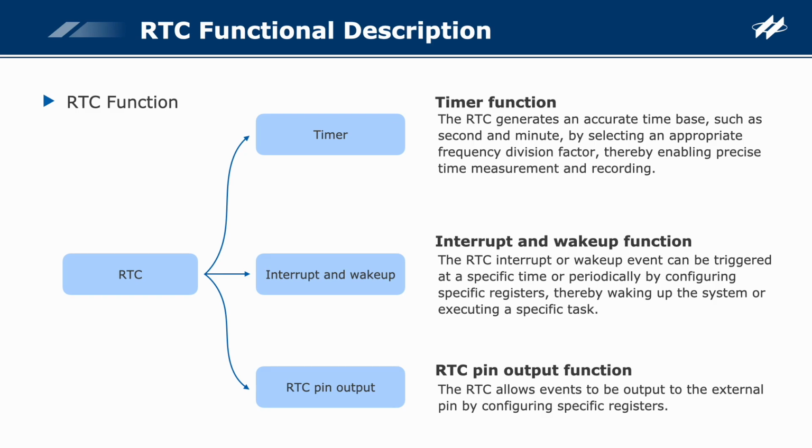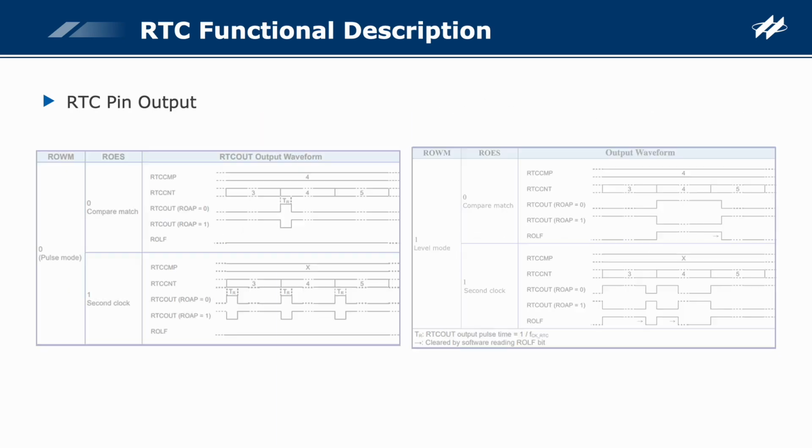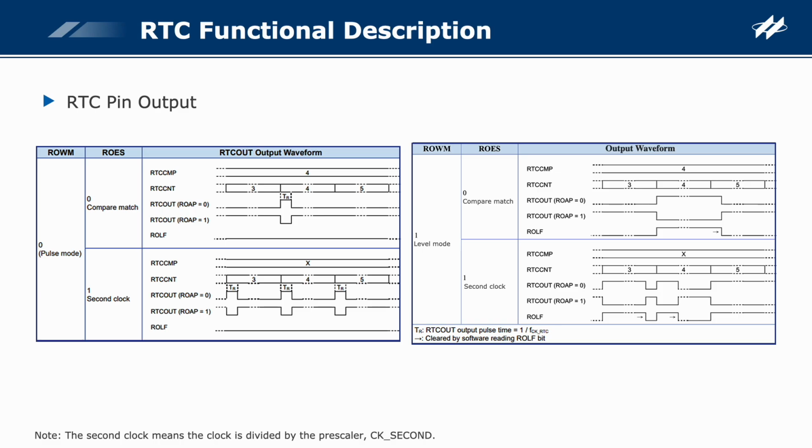For the RTC pin output function, the RTC allows events to be output to the external pin by configuring specific registers. Regarding the RTC pin output, the pin output format is primarily determined by the configured mode, polarity, and event. The RTC pin output modes primarily include the pulse mode and the level mode. The events primarily include the compare match event and the second clock event. There are two polarity options: high-level active and low-level active.